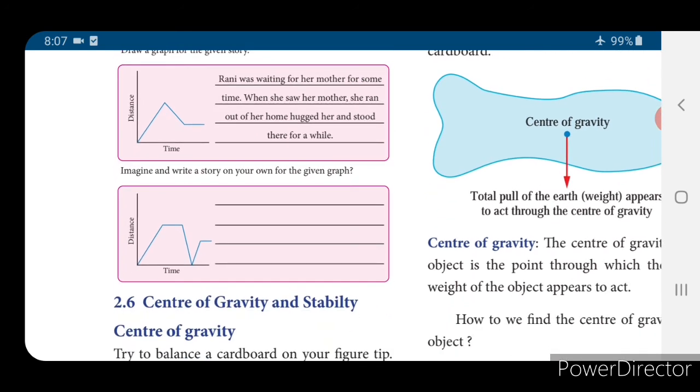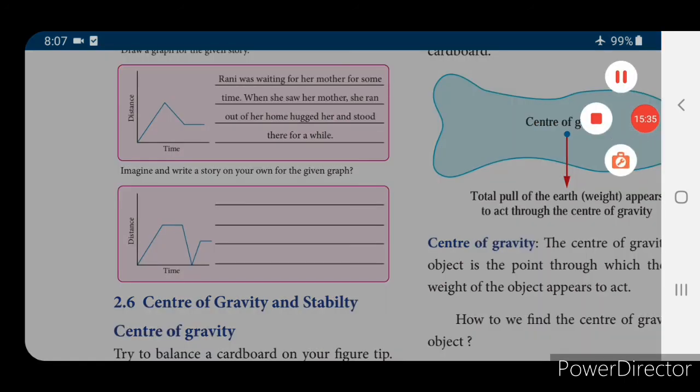Okay, children. With this, I'll stop this lesson. Just go through the graphs once again. You can understand very well and you can do this homework in a good manner. In the next class, we'll see about center of gravity and stability. Thank you, children.